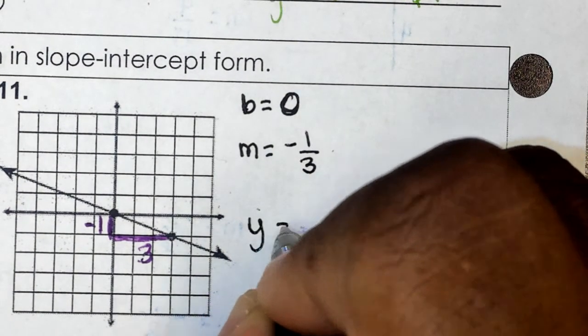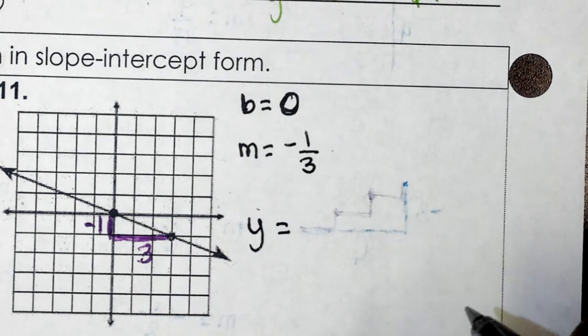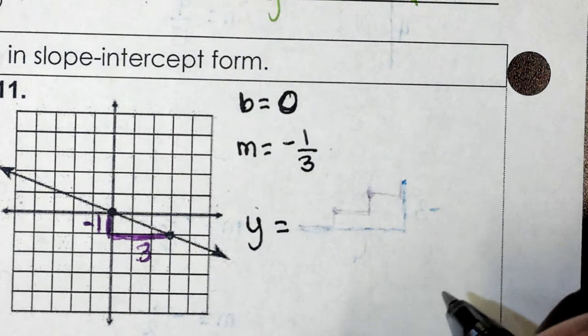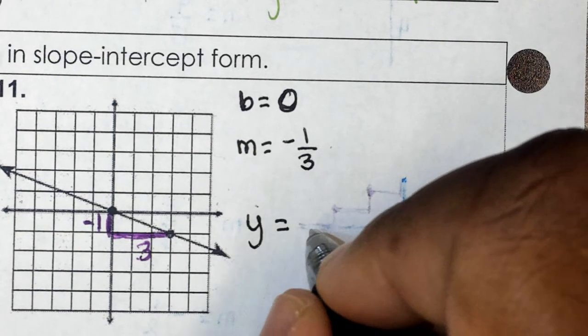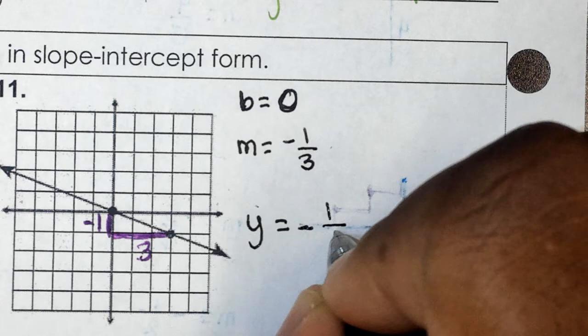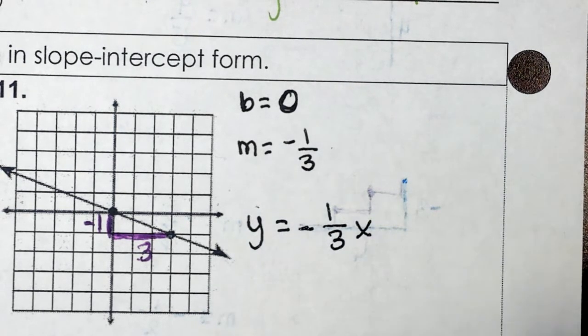Y equals, what's the slope intercept form equation? Billy? Yes. What's the equation? Oh, y equals -1/3. Plus what? 0. That was a trick question.